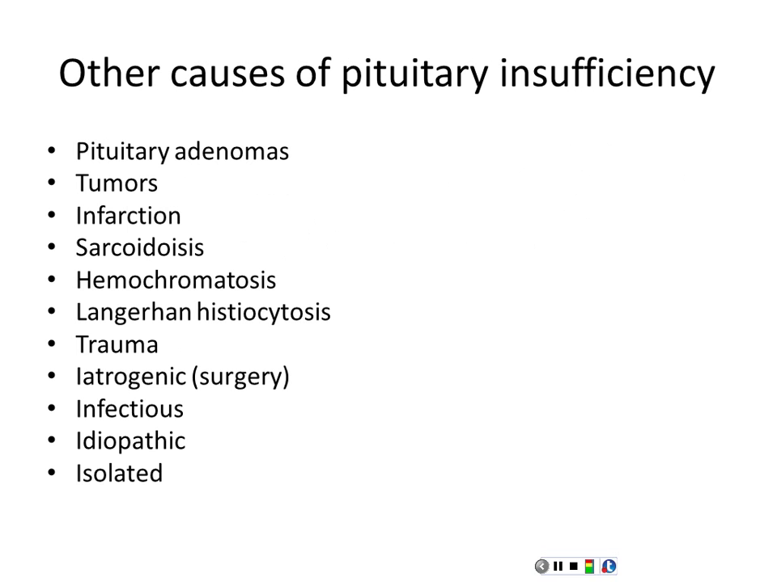Other causes of pituitary insufficiency include pituitary adenomas, tumors, infarction, sarcoidosis, hemochromatosis, histiocytosis, trauma, surgery where the pituitary is affected, infectious disease, idiopathic or isolated, such as Kallman syndrome.